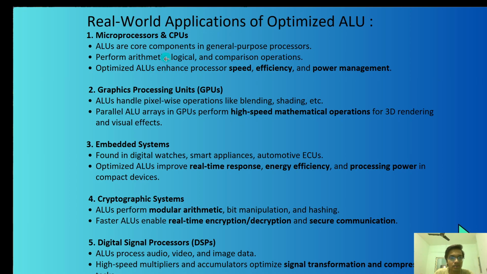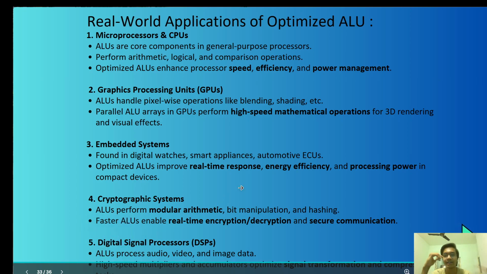Real world application. It is used in microprocessors, CPU. It can be used in GPU, embedded systems, cryptography systems, digital signal processing. All of this comes because it has good speed. It is effective. It has good power management. So we are using an optimized ALU.